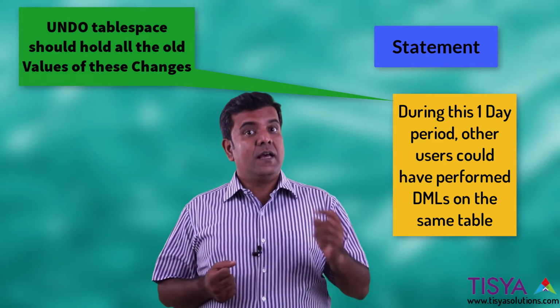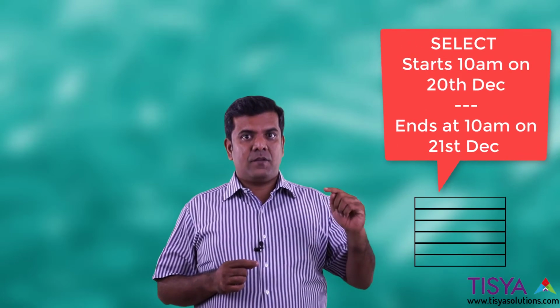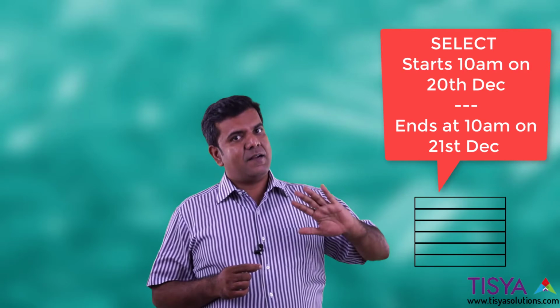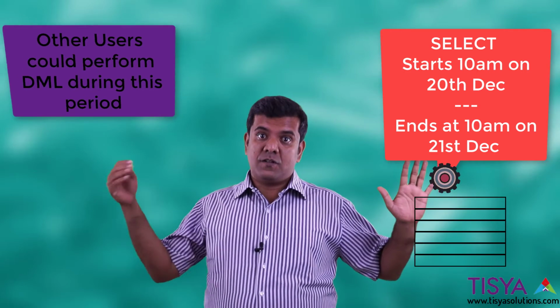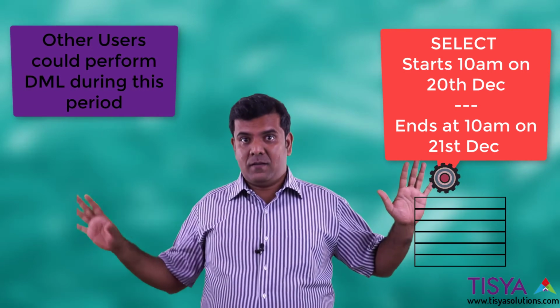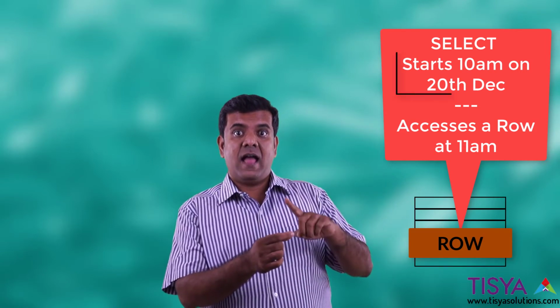What are these old values? Remember, readers don't wait for writers and writers don't wait for readers, which means the moment on 20th of December 10 a.m. user 1 fires a select, the select statement continues to process. It's going to take 24 hours. But in the meanwhile, other users could continue to make changes. They are not going to wait. The database is not going to make them wait either. Let's take an example of a row which is accessed by the select statement at 11 a.m. on 20th of December.